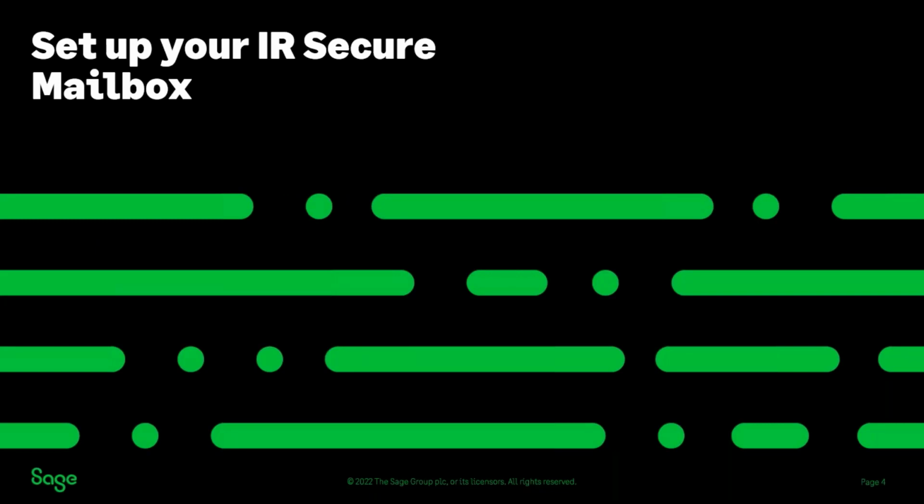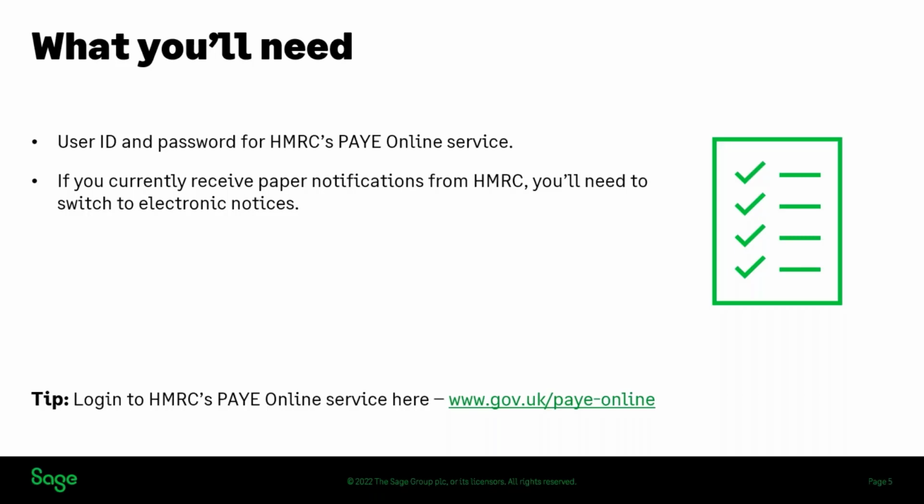So first up, we're going to explain how to set up the IR Secure Mailbox. And there's a couple of things you'll need, one of which should already be stored in your software. So the first thing is it requires a user ID and password to log into HMRC's PAYE online service. Now, these are the same details that you would use to submit your payroll to HMRC. So they should already be stored in your e-submission settings. Otherwise, you wouldn't be able to do submissions. But I will show you where those settings are found and how to check those and your contact details.